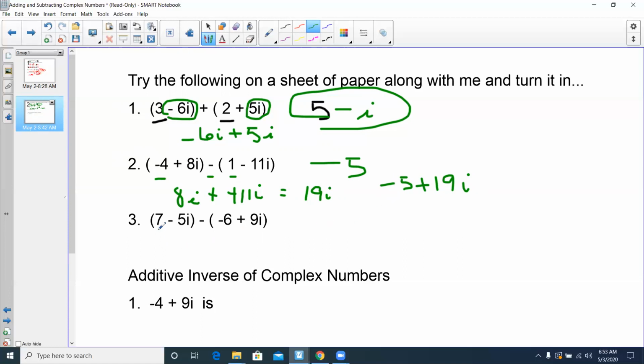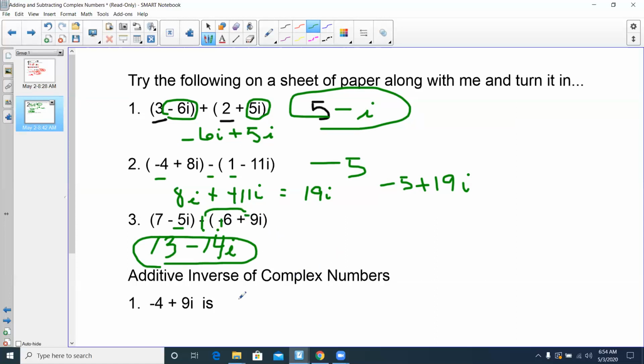Okay, this one, 7 minus negative 6. That's the same thing as 7 plus 6, so that's 13. Negative 5i minus 9i is going to be negative 14i, right? And so there you go. So shouldn't be too bad. Just really got to watch out for the negatives, right, guys? Because if this minus sign's here, it's going to make that a positive. And then that's going to come over here, and that's going to make this guy a negative. So just kind of watch out for that a little bit.